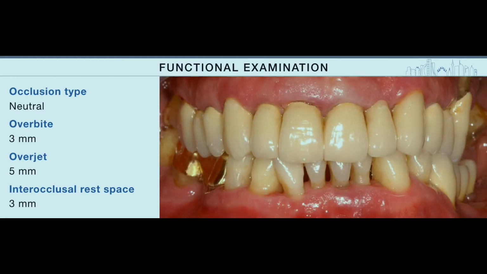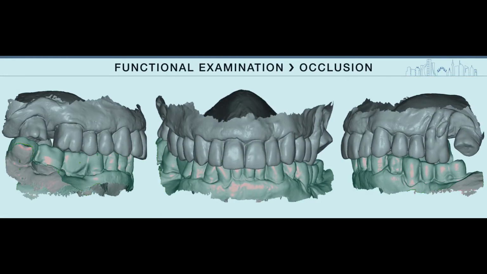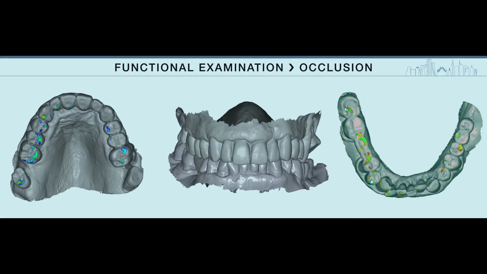Of course, we have to think about the function. How is the situation now from a functional perspective? We have a neutral occlusion type, an overbite of 3 millimeters, overjet 5 millimeters, and an interocclusal rest space of 3 millimeters. And we can also, this is something to be discussed, as Alessandro suggested, mount the models in terms of digital articulators and simulate the movements if possible. I find it very attractive to have them mounted digitally in order to identify the contact points.